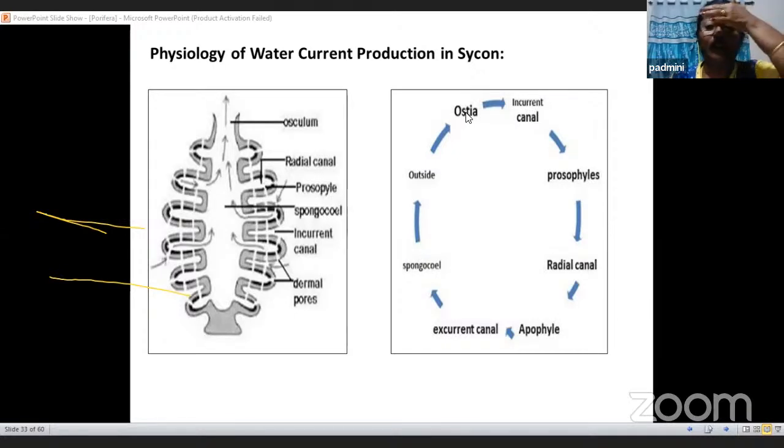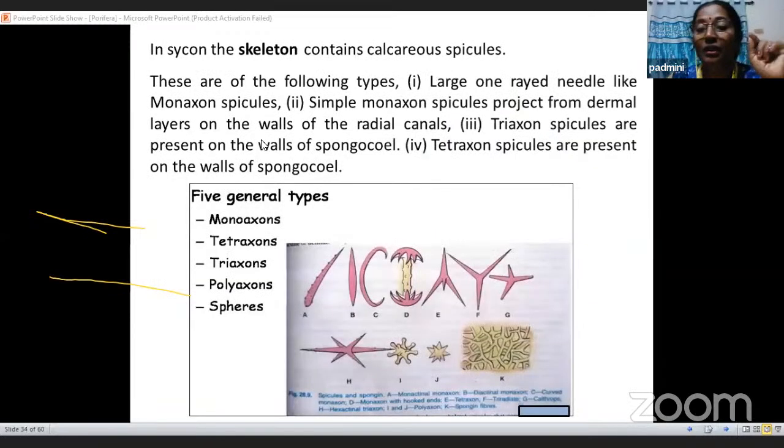So ostia or osculum over here. So if you can see in this picture over here, this is an incurrent canal. Water is entering an incurrent canal through a prosopyle. From the prosopyle, they go into the radial canal. From the radial canal, they go into the apopyle. So you have an apopyle over here. From the apopyle, they are pushed out as excurrent canal. From the spongocoel, they go out through the osculum. So this is the water current system or water canal of the poriferans.